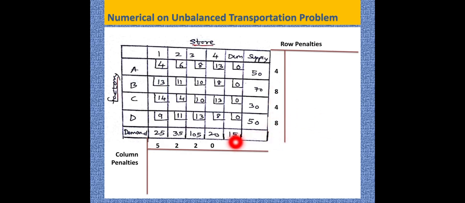How to calculate row penalties and column penalties, I have already explained in the previous lecture and lecture number 4. So please confirm whatever I have written is correct. So 8 minus 0 is 8, 4 minus 0 is 4, and here 8 minus 0 is again 8. Similarly, here 6 minus 4 is 2, 10 minus 8 is 2, here 8 minus 8 is 0, and 0 minus 0 is 0. So here if you see, there are two largest penalties, that is 8 and 8 in row B and row D. Here both the least costs are 0 only.